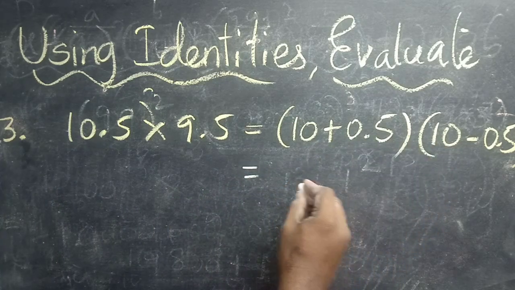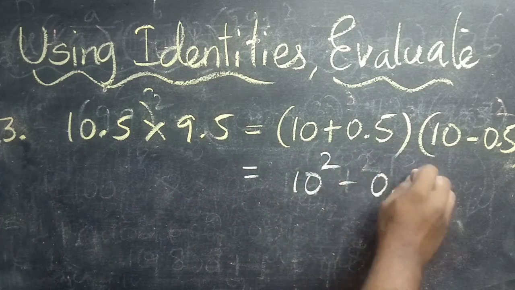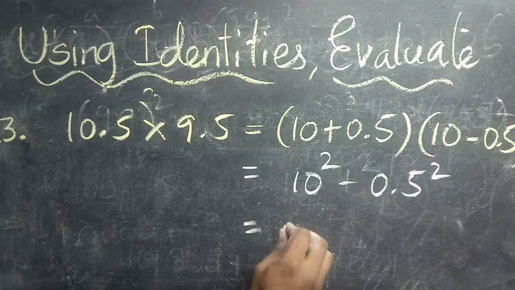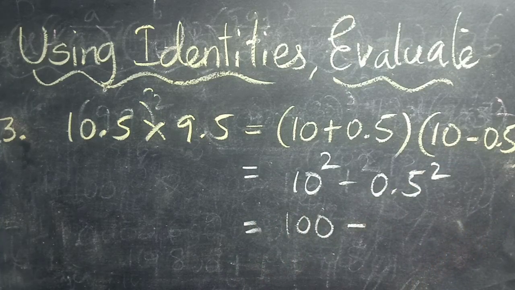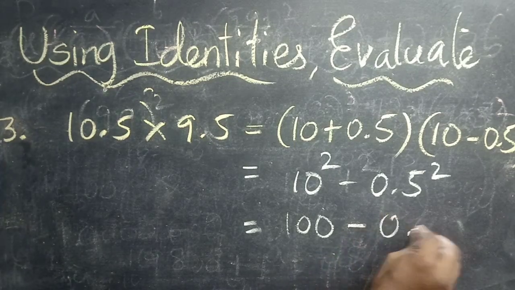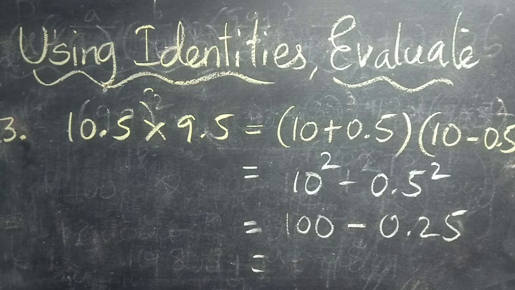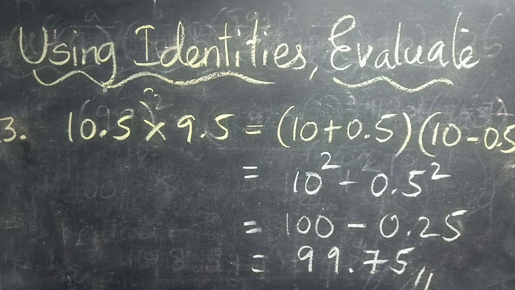(a plus b) into (a minus b) is a square minus b square. That is 10 square is 100. What is 0.5 whole square? 0.5 whole square is 0.25. Now 100 minus 0.25, what we get is 99.75. This is how you will calculate or evaluate using identities, which makes the calculation easier.